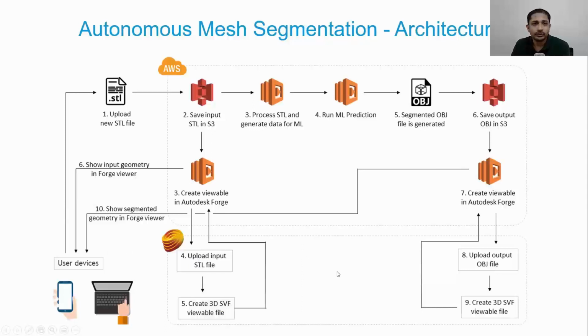So here is an overview of the whole application architecture. It starts with uploading the new STL file. So the user will upload the STL file which needs to be predicted, and at the end we see that the result or output of an obj file is created, and that is now converted into a 3D viewable file which will be visible in the UI of the application.